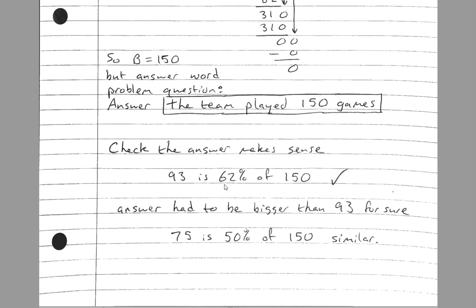If it was, instead of 62%, 50%, 50% of 150 just means half of 150, that's 75. So these numbers look right. 75 is 50% of 150. So 62% of 150 is going to be slightly bigger, 93. So the answers check out.